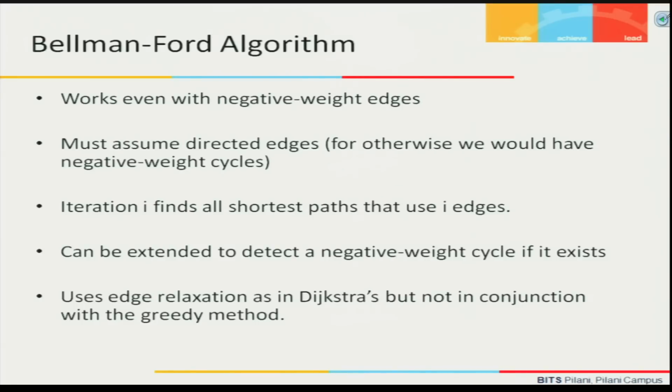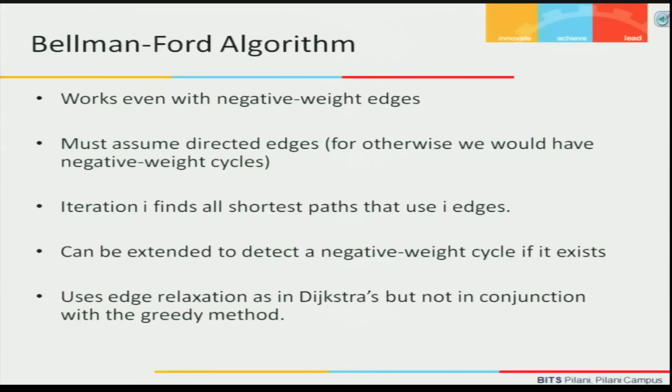So, we look at another algorithm which is called the Bellman-Ford algorithm. It works even when we have negative weight edges. It assumes that we have directed edges. It does not work if you have undirected edges, because if you work with undirected edges, then the negative edge would also give us a negative weight cycle, and that means every time we traverse this negative weight cycle, the distance estimate is going to grow lesser and lesser.